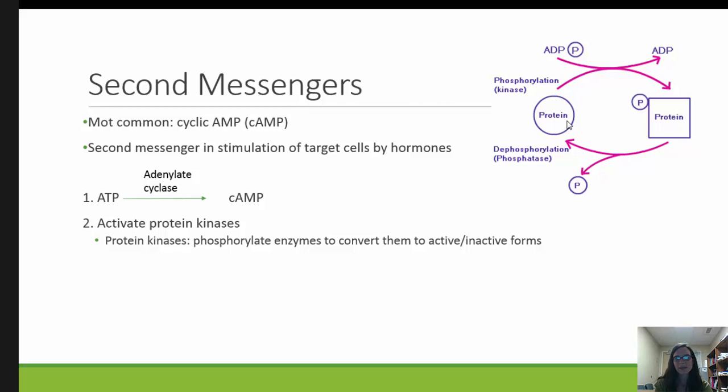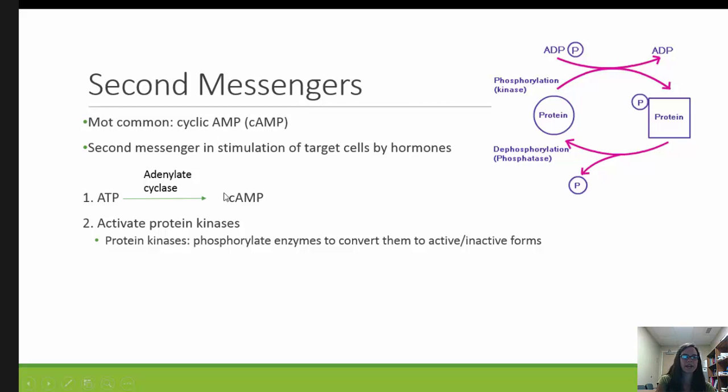Okay, so second messenger. Let's focus on that because it's the most common. The most common of the second messengers, which is the most common of the chemical messengers, is cyclic AMP, or cAMP. And that should be a familiar looking molecule to you by this point. Cyclic AMP is created from ATP. That's the second messenger in stimulation of target cells by hormones.